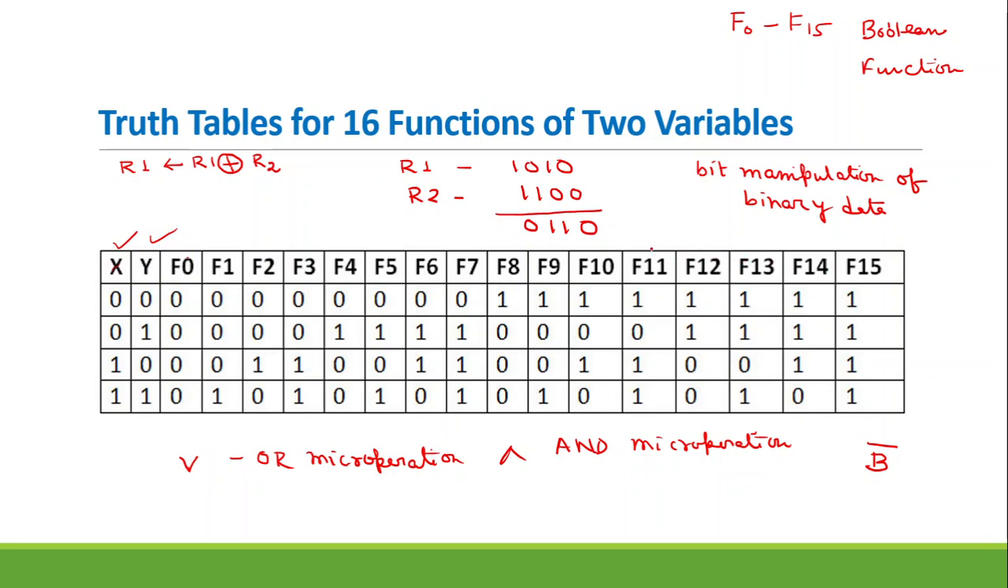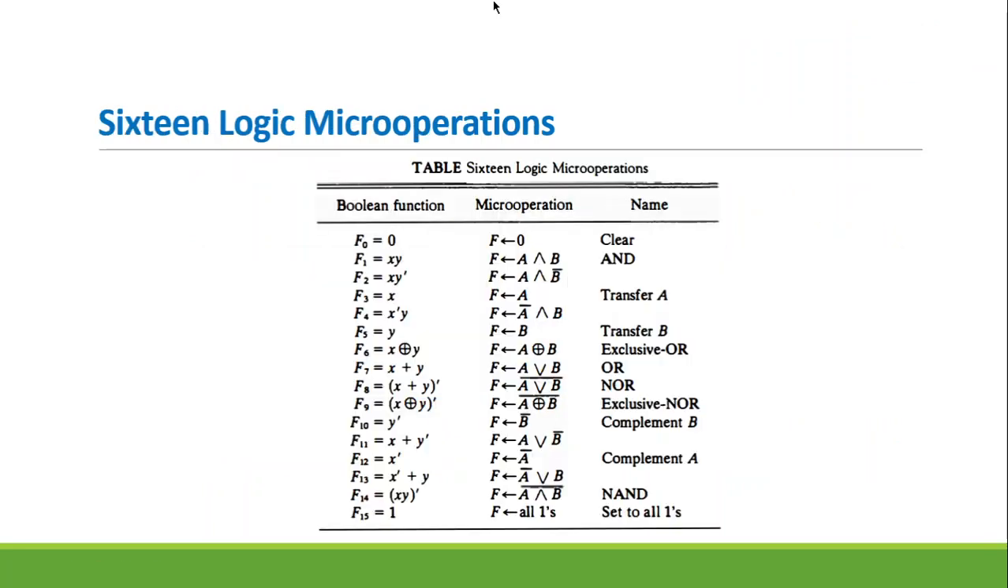The 16 Boolean functions of two variables x and y are expressed in the algebraic form of this table. If we write F0 equal to 0, this is the Boolean function and the microoperation is clear. Similarly, F1 equal to xy, and the microoperation is the AND microoperation.